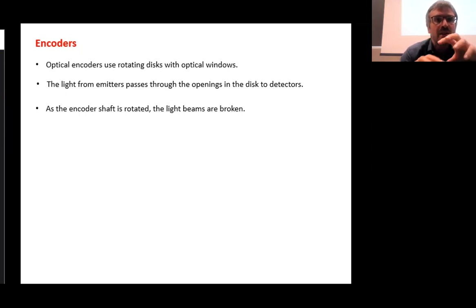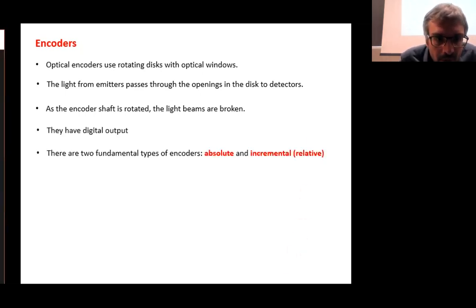And as the encoder disk is rotated with a shaft, the light beam that was emitted by the emitter is broken and restored and broken and restored according to the spokes of this disk. I think I have a drawing. The next slide you will see. And these encoders have digital output, and they are of two fundamental types: the absolute encoders and the incremental encoders. And the incremental encoders are also known as relative encoders.